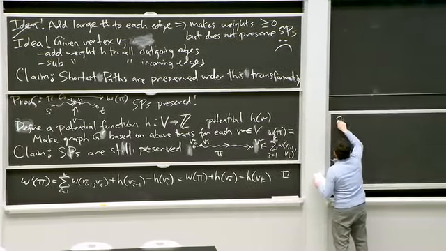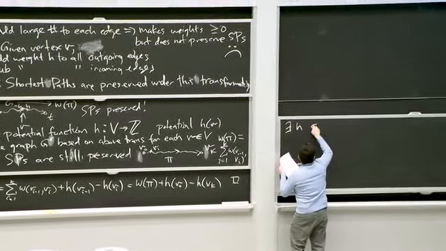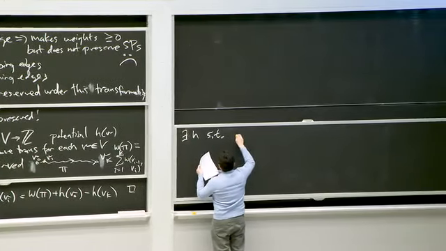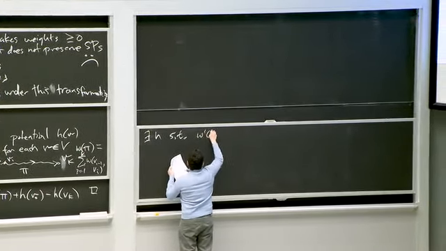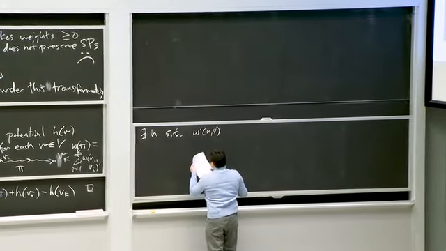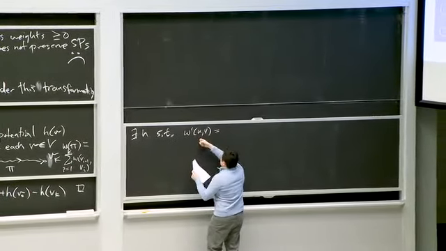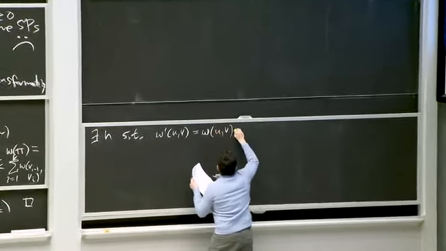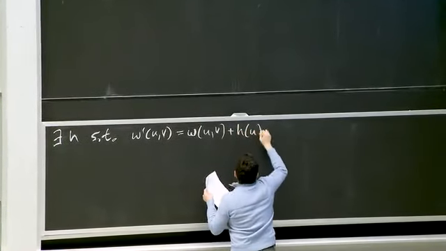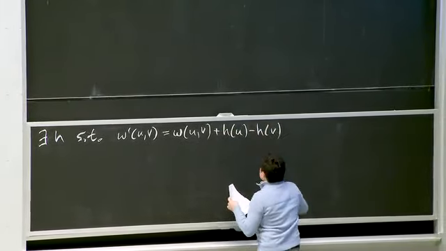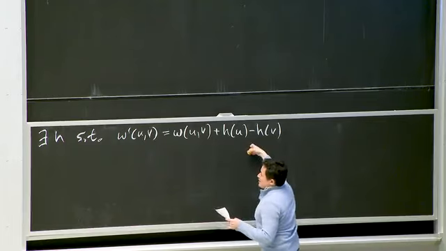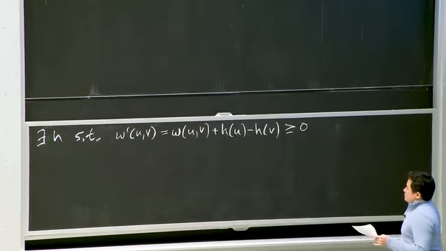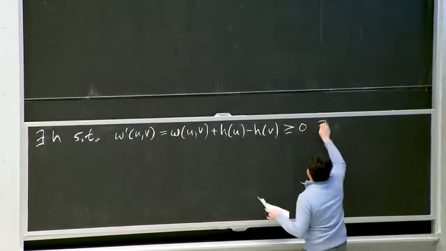So does there exist an H such that the weights are all positive? What does that mean? W prime of UV, right? The weight in my new graph G prime, I want these modified weights, right? This modified weight of my graph, I want each of these to be non-negative. So does there exist such a thing?